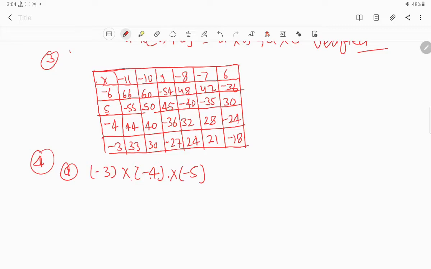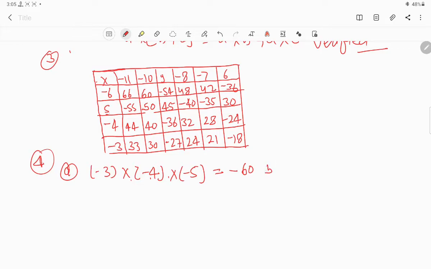When I taught the property of multiplication, at that time I told you, if the number of negative integers is even, then the sign of the product is positive. If the number of negative integers is odd, then the sign of the product is negative. So here 3 negative integers are given, so the sign of the product is negative. You multiply 3 into 4, 12, and 12 into 5 is 60. The answer is minus 60.